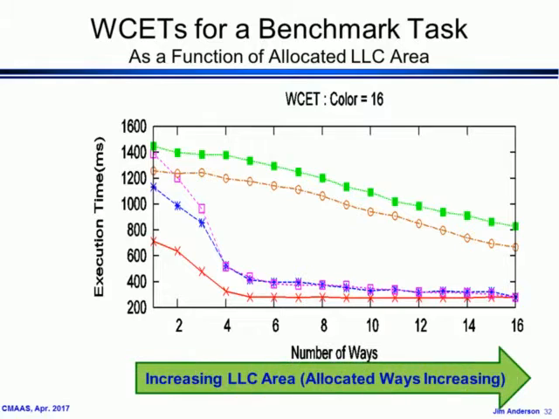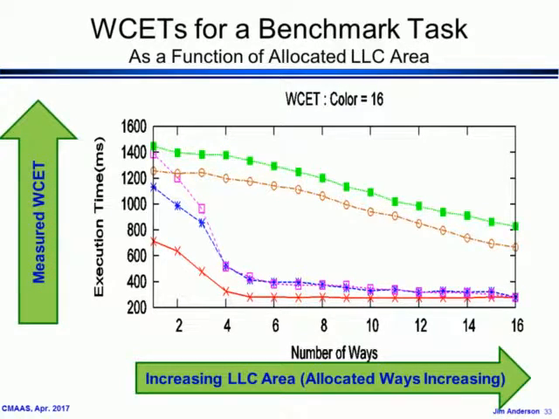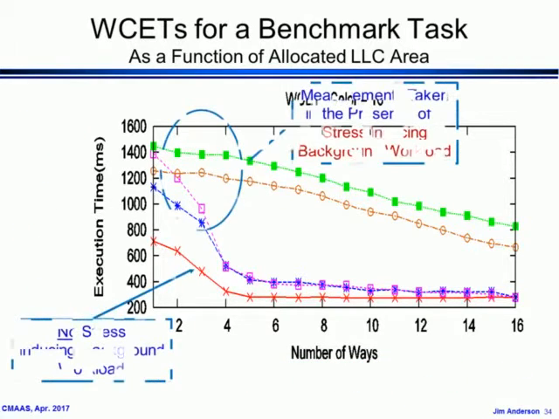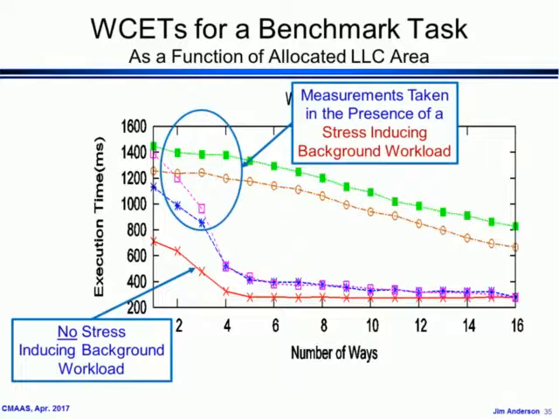So the x-axis down here, I'm fixing the number of colors in the cache to be all the colors. And what I'm changing across the x-axis is I'm giving a bigger and bigger cache area by allocating more ways. And all I'm plotting here is a measured worst case execution time under different conditions. So under 3 of the policies being measured, there's a stress-inducing background workload that has been designed to be evil to create contention for shared hardware resources. And for this red line, there's no stress-inducing background workload. So you can think of that as a kind of an ideal that you would like to be able to reach.